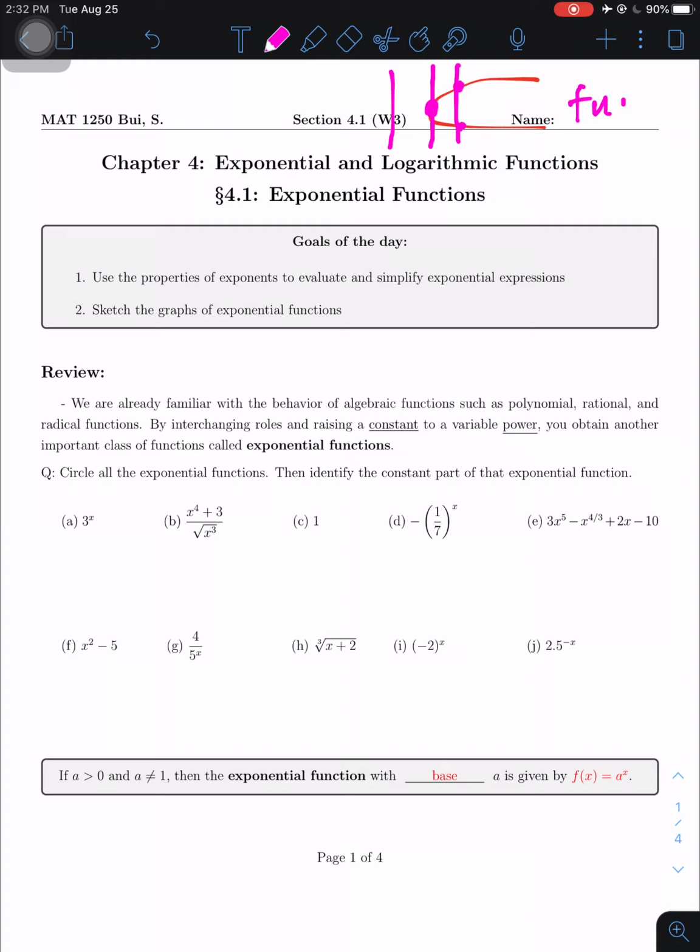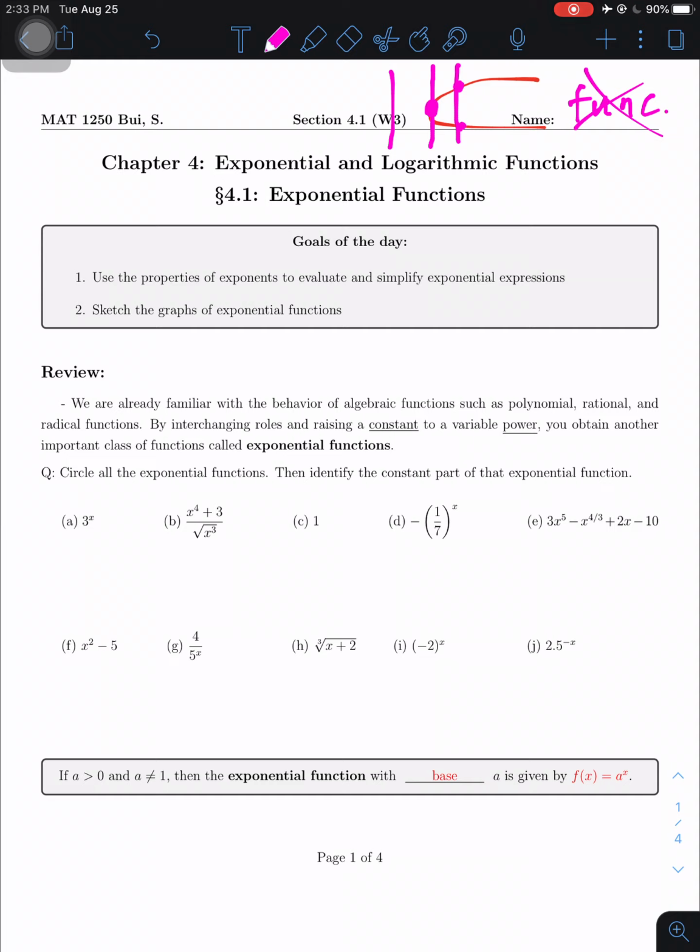So let me write function and then just cross it out to tell you that this is a non-example of a function. Okay, and the tool, the vertical line that I just told you guys about, is called the vertical line test. Okay, and it helps us to determine whether an equation is a function or not.